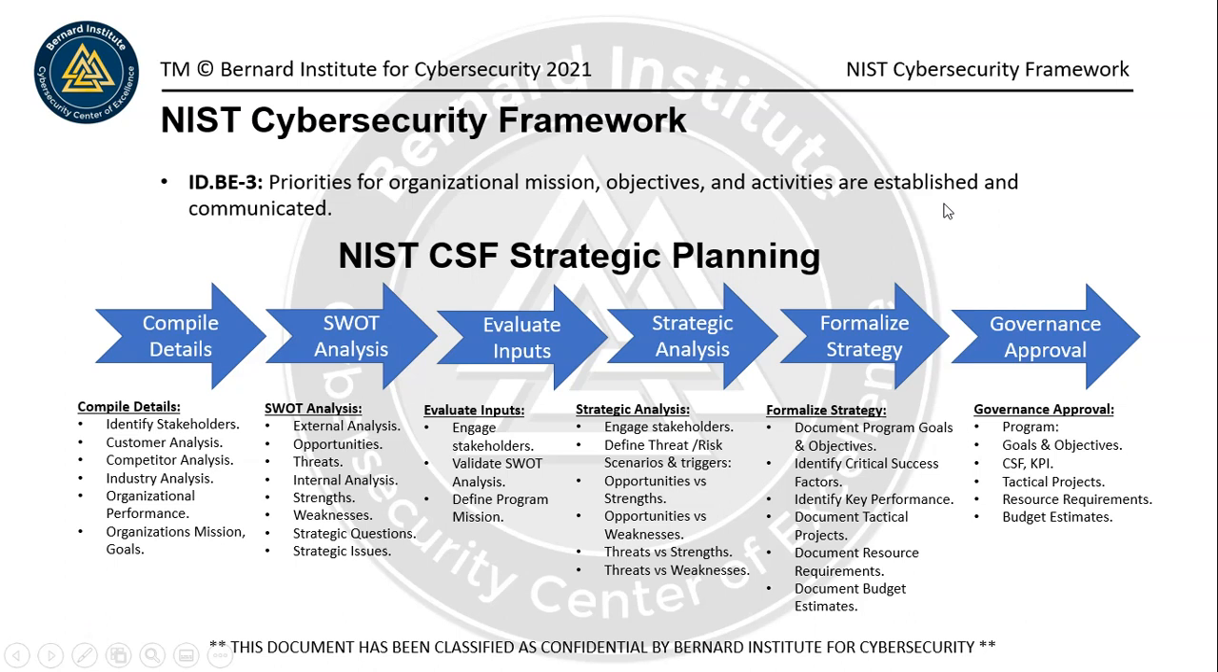So we're going to document the goals for the program, for the NIST Cybersecurity program. We're going to identify critical success factors and key performance indicators to help act as guardrails and requirements for the program. And then we're going to define a number of tactical projects that are going to get done. We'll probably build a roadmap and plan these out. And then, of course, document resource and budget requirements.